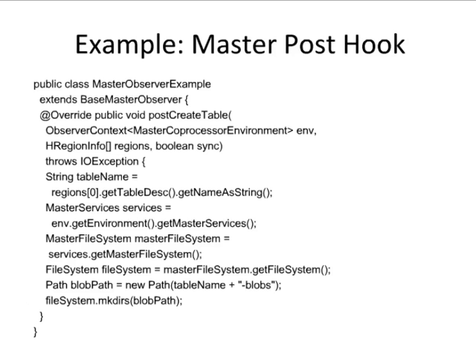So I'm taking the table name, postfixing it with -blobs, and then creating a directory using the master file system class from the context. So that's an example. Again, I'll move over that a bit quicker. And here's an example: I deployed that coprocessor, and I'm creating a table called test table.